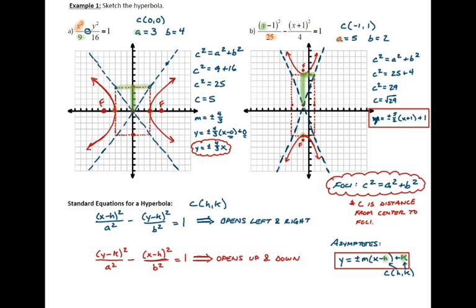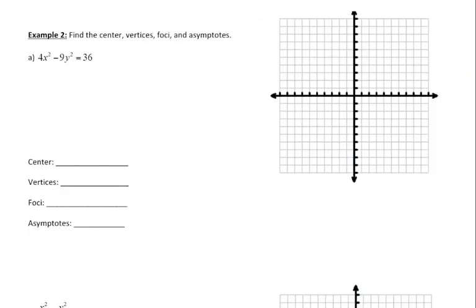So we're going to look at our next example here, and we are given the equation of a hyperbola, 4x squared minus 9y squared equals 36. And I know it's a hyperbola in this case because I have a subtraction sign between my x and y variable.